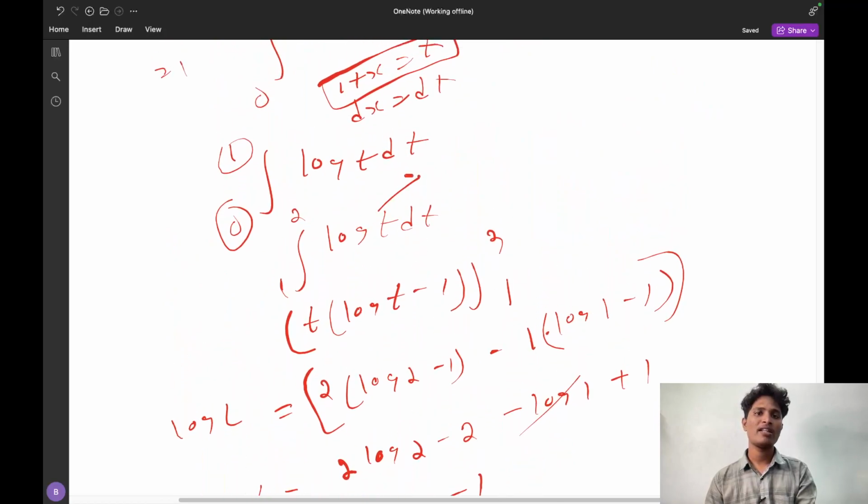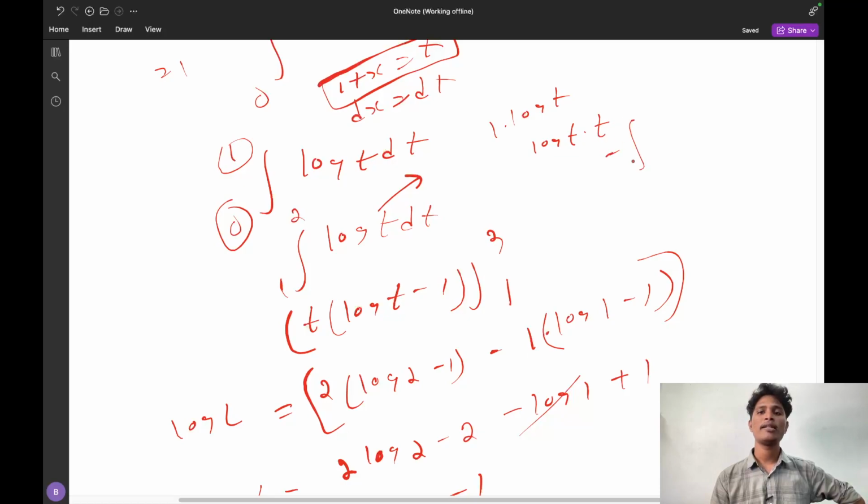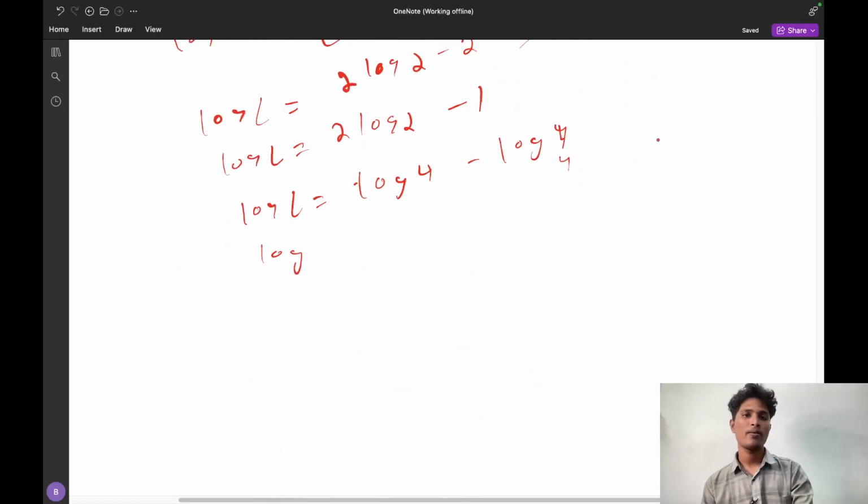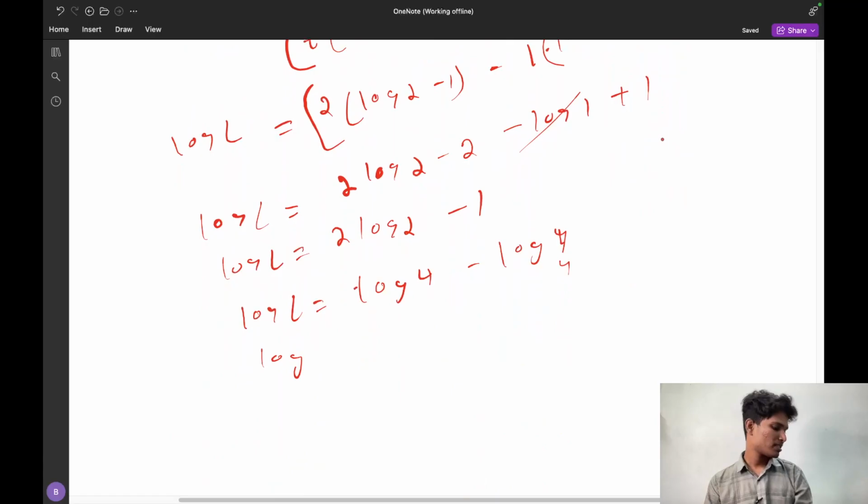Let me check whether the integration of log t is t into (log t minus 1). Integrating log t, the logarithmic will be the first function. So it will be t log t minus the integration of the differentiation of log t, which is 1 by t, into t. So it will be t log t minus t.